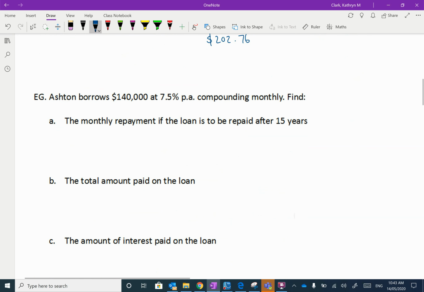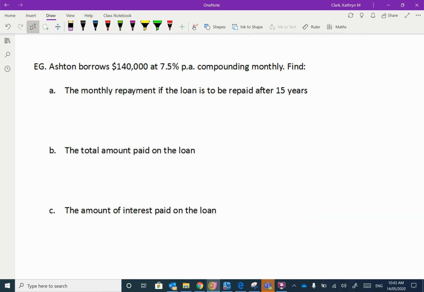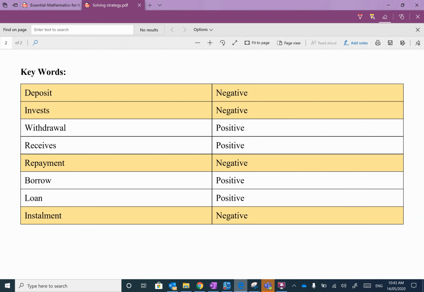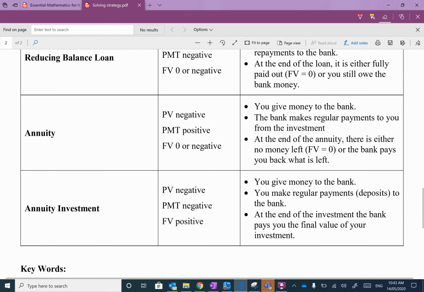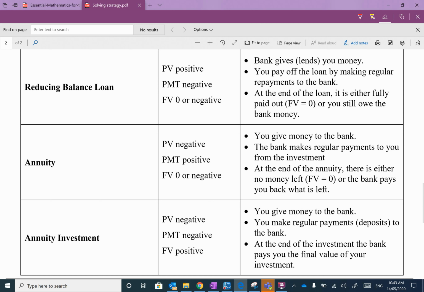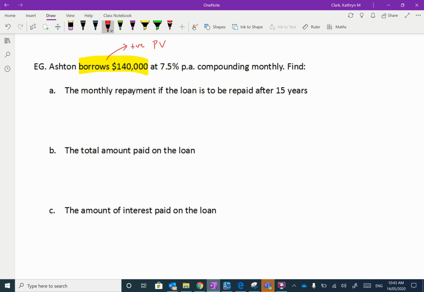All right, so here we have, and again, we see that we're borrowing money. That's a positive value, so it's a positive PV. And if I look on here, the only one that has a positive PV is a reducing balance loan. So it has to be a reducing balance loan if I have a positive present value, a positive amount that I initially borrow. All right, 7.5% compounding monthly.